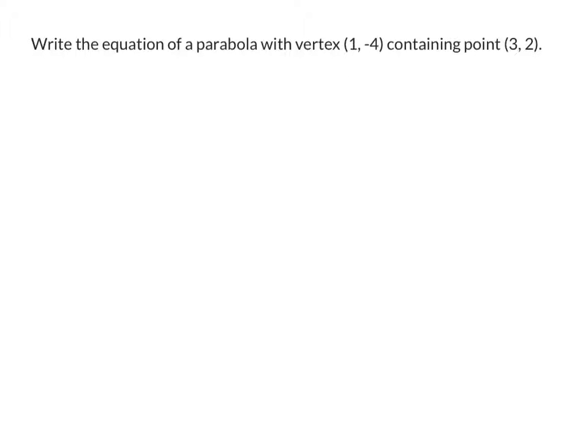Hello. In this video we're going to be writing the equation for a parabola. That parabola has a vertex at (1, -4), and it's going to go through the point (3, 2). Now we know that 2 points are enough to form a line, but 2 points aren't necessarily enough to form a parabola. We need a third point.